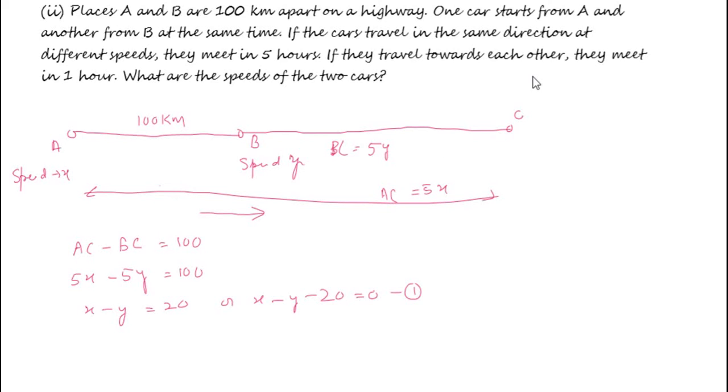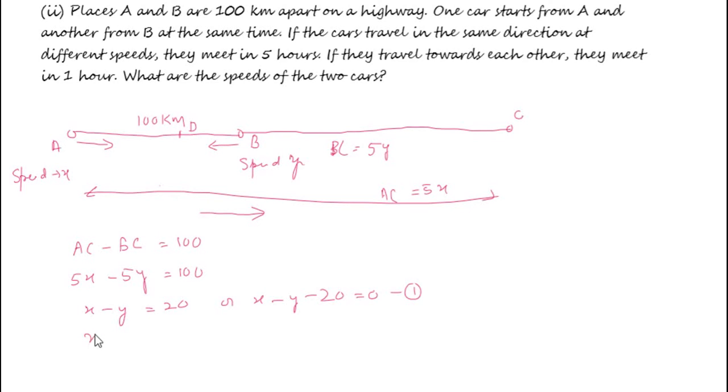If they travel towards each other, that means B travels in this direction, A travels in this direction, they meet in 1 hour. Let us say they meet at the point D. In 1 hour, A travels x kilometers, B travels y kilometers. So the total distance traveled by them is x plus y, that is equal to 100.